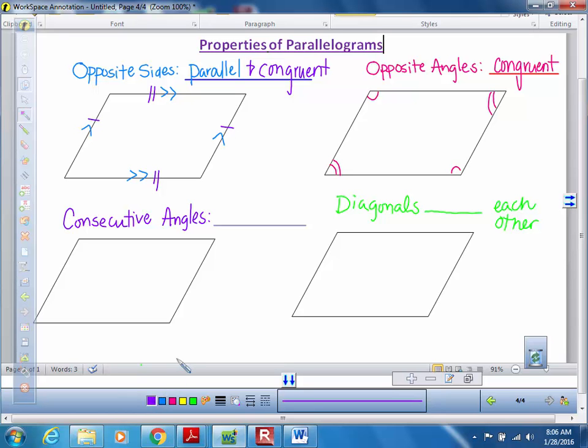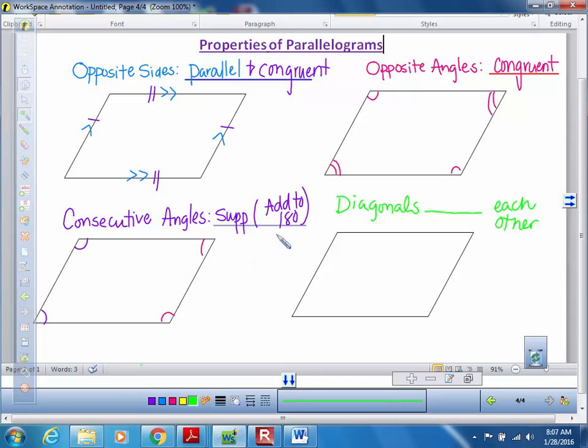The fourth property that a parallelogram holds is that their consecutive angles are supplementary, or they add to 180. So it's been a while since we talked about consecutive. Consecutive angles are angles that are in the corners together. So this angle plus this angle should add to 180. Also, this angle plus this angle should add to 180.